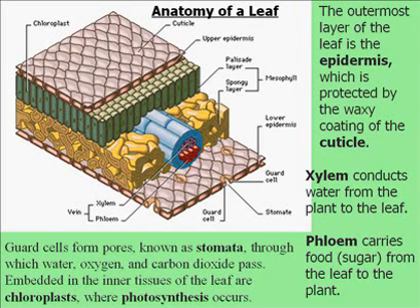You have guard cells inside the leaf that form pores called stomata that open and shut to allow water and oxygen and carbon dioxide to pass through and to keep contaminants out. Embedded in the inner tissues of the leaf are the chloroplasts, and that's where actual photosynthesis takes place. Once the sugar or glucose is made, phloem, which carries food, takes that food from the leaf to the rest of the plant.